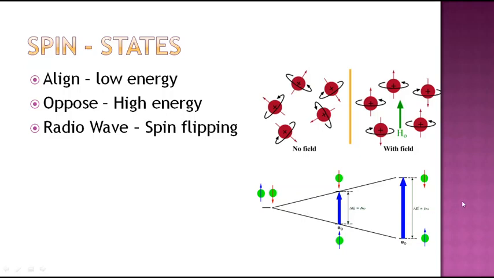Here, when a radio wave is applied to this nucleus, it will flip its spin and go to this state. When it goes to this state, it will come back again to the original state, where it will relax its energy, and that relaxed energy is recorded using a recorder. This is how the NMR spectrum is recorded, and during this process, the signal carries information about the structure of the molecule, which we will see in coming slides.